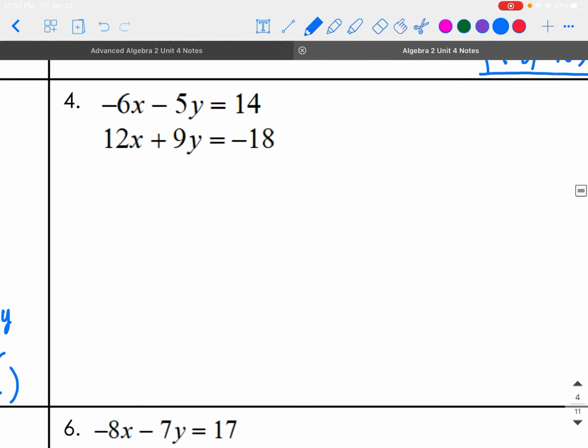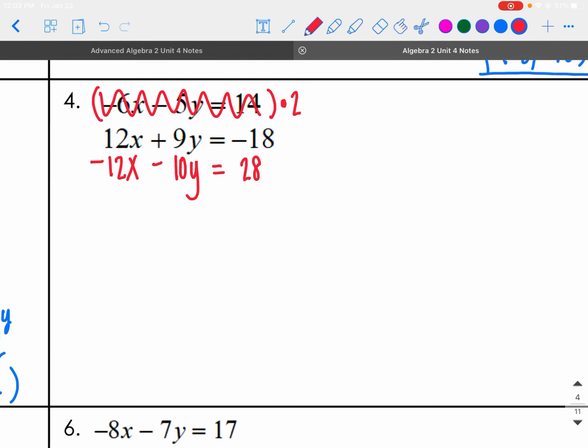All right, number 4. So when we're looking at our coefficients, we don't have the opposite coefficients that we need. So we're going to have to multiply something. If you look at your x's, it would be really easy for us to turn this negative 6 into a negative 12. I could just multiply by 2. So when I multiply by 2, that becomes negative 12x minus 10y equals 28. Remember, you have to multiply everything by 2.